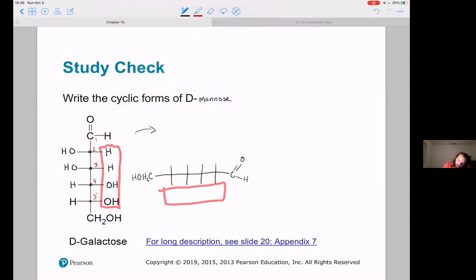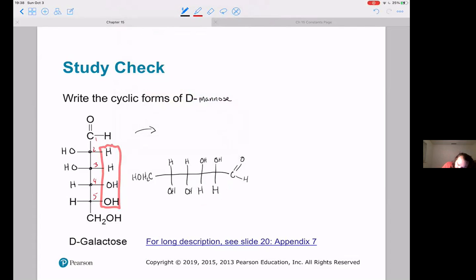Okay, so on carbon 2, I'm actually going to get rid of that. We have our hydrogen, hydrogen, OH, OH. And then what was formerly on the left is now on top. So we have OH, OH, H, H. Okay, so that was step 1.